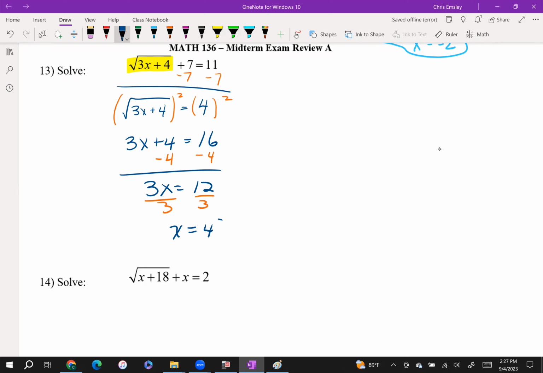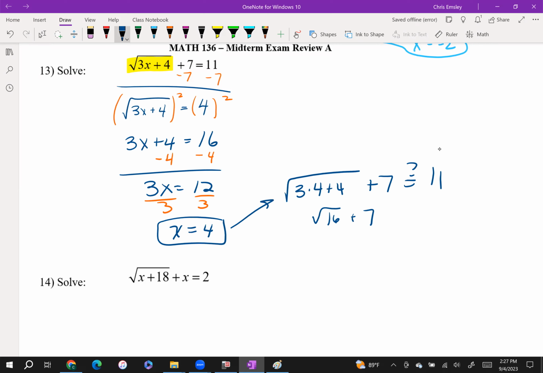With radical equations, when you have an even radical specifically, and you raise each side of your equation to an even power, you always need to check your answer. So is the square root of 3 times 4 plus 4, plus 7, equal to 11? Well, 3 times 4 is 12, plus 4 is 16. Square root of 16 is 4, and 4 plus 7 is 11. It does check out, so that's a good answer.